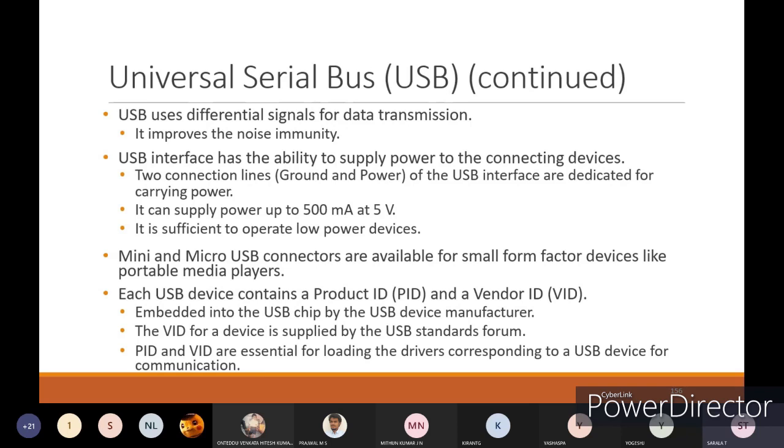Each USB device contains a product ID and vendor ID, that is PID and VID, embedded into the USB chip by the USB device manufacturer, and the VID for the device is supplied by the USB standard forms. With respect to the USB standard forms, the vendor ID will be generated. That is, PID and VID are essential for loading the drivers corresponding to the USB device for communication.